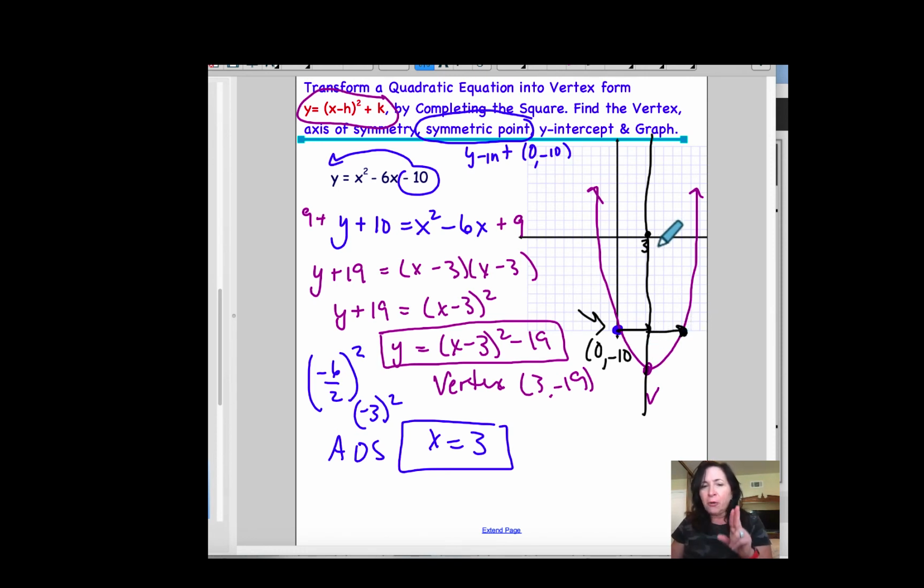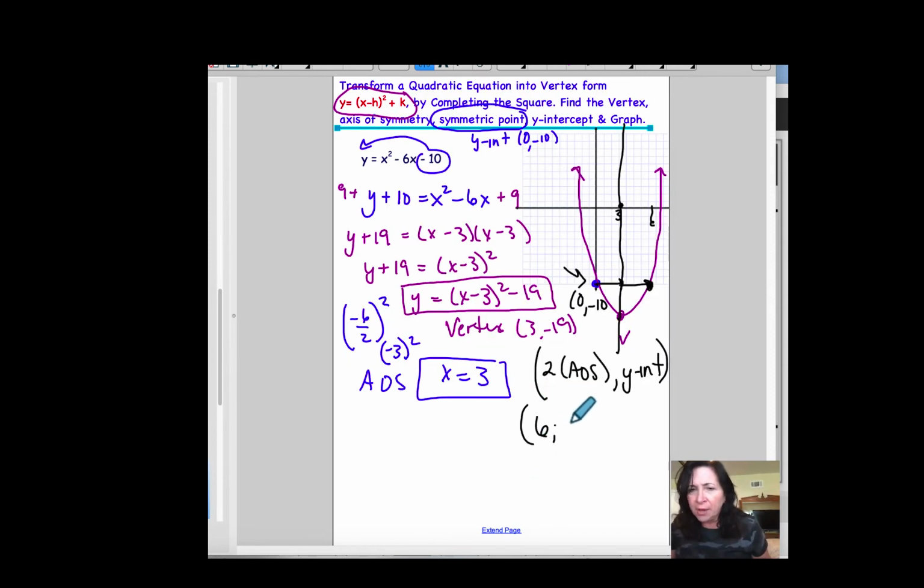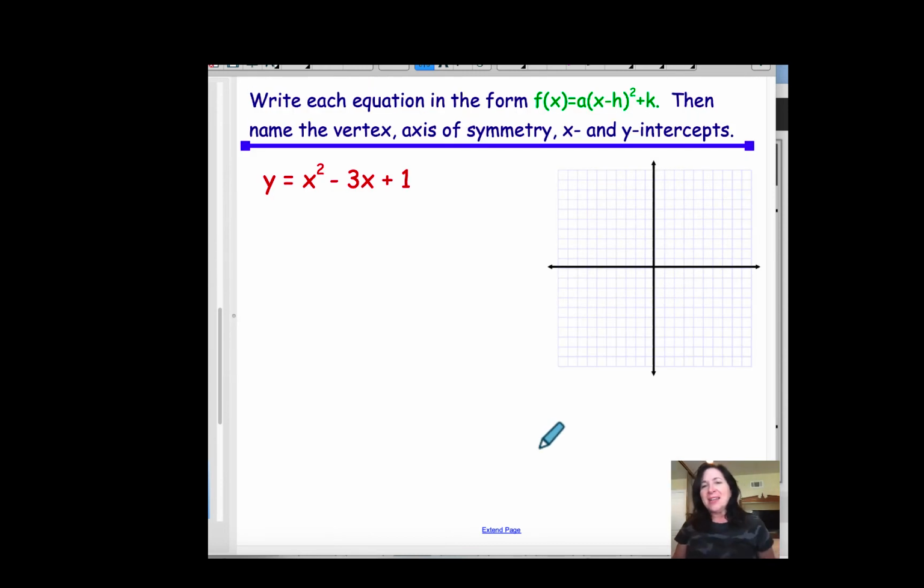which means I'm going to double my axis of symmetry. So it's going to be 2 times the AOS, right? That's my x value, comma, my y-intercept. And that's actually the symmetric point. So 2 times my axis of symmetry, so 3 times 2 is 6. So I went over 6, and then down my y-intercept, which is 10. So this is going to be 6, comma, negative 10, and that's my symmetric point. All right, that's all we know about this so far. Okay, next let's do this again.